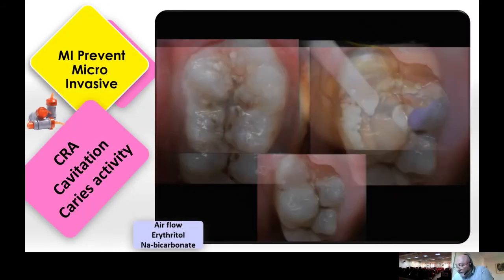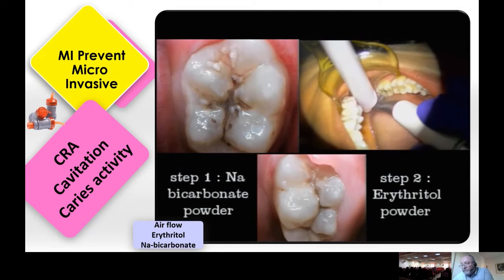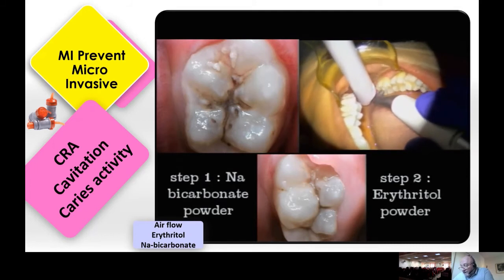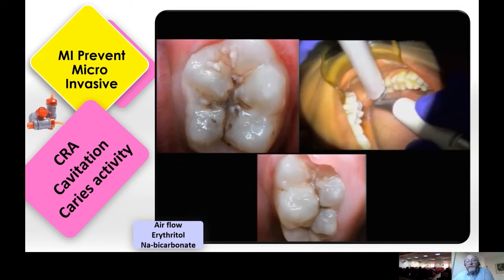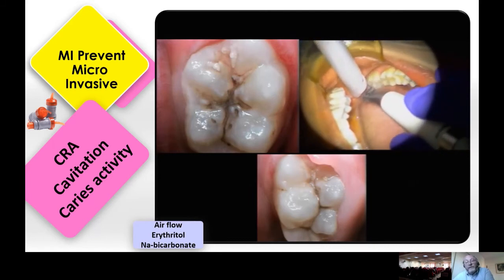So micro-invasive treatment concerns initial or moderate caries and sometimes deep ones, as caries depths are really underestimated. And it should be applied differently depending on the caries and the caries activity.